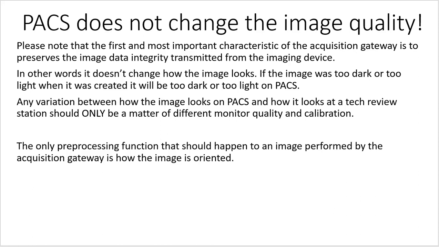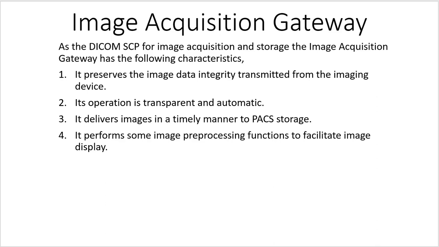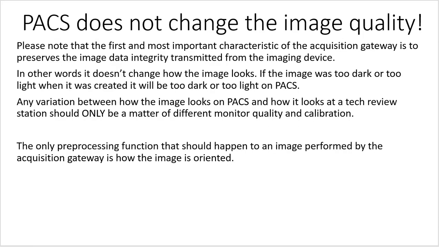Please note that the first and most important characteristic of the acquisition gateway is to preserve image data integrity transmitted from the imaging device. Let me go back up. Number 1, preserves image data integrity. In other words, it doesn't change how the image looks. If the image was too dark or too light when it was created, it will be too dark or too light on PACS.